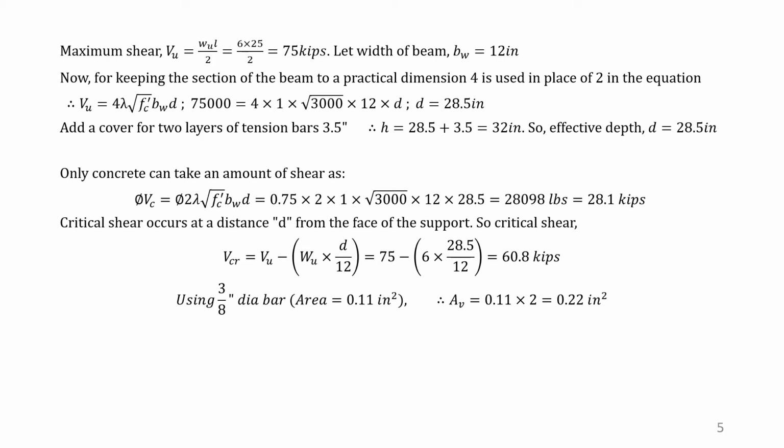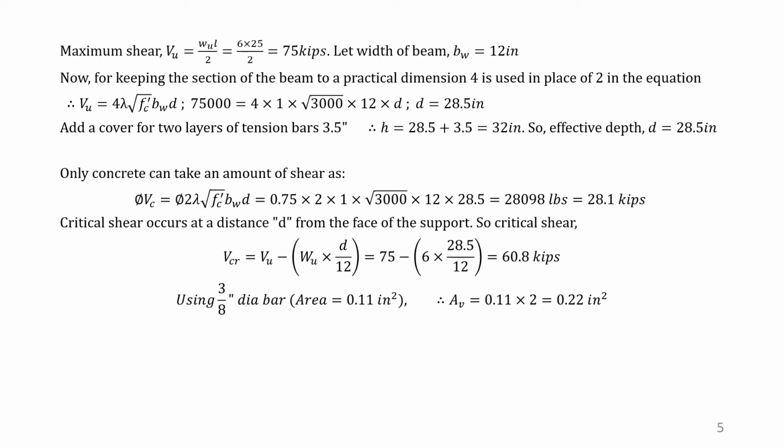the equation for the section and the shear value is Vu equal to 4 lambda root over f'c, Bw into d. This is the general equation with respect to shear value and the beam cross section, f'c and so on, and this is the general equation for shear with other factors. So now we have Vu here as 75 kip, which means 75,000 pound.